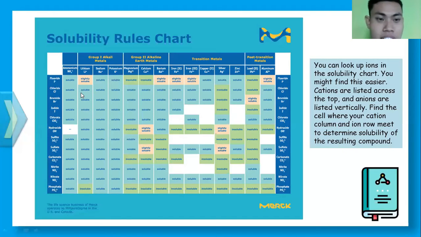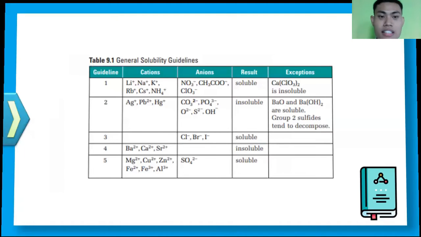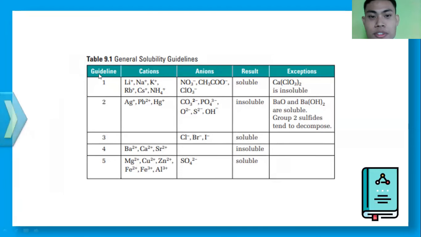After we find the position of each ion, we can take the line. This is the line of chloride, and this is the sodium line. So we can determine that the solubility of sodium chloride is soluble. Do you understand? Okay. Then these are the other general solubility guidelines, so you can read them.